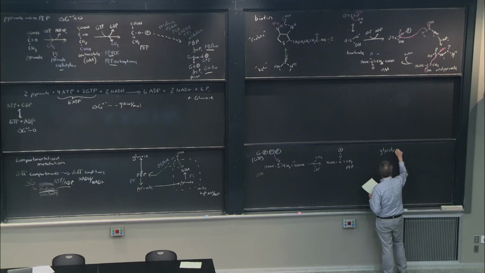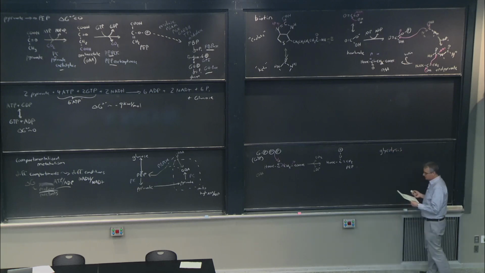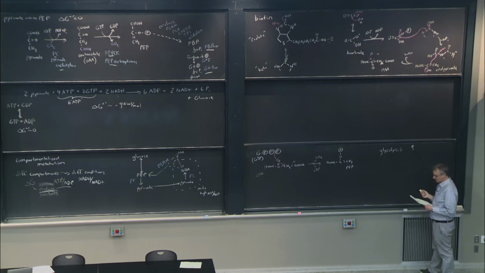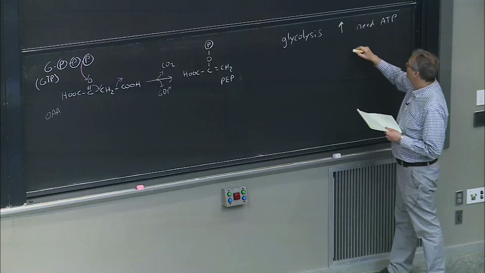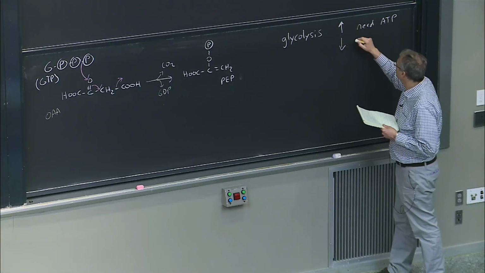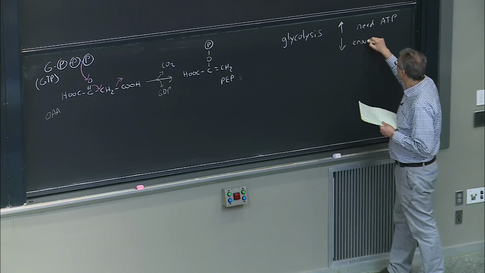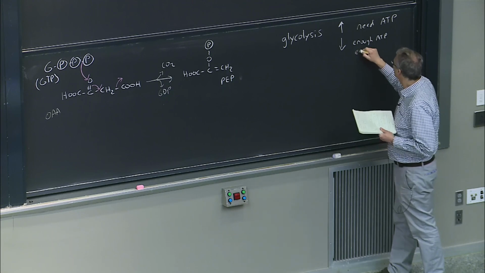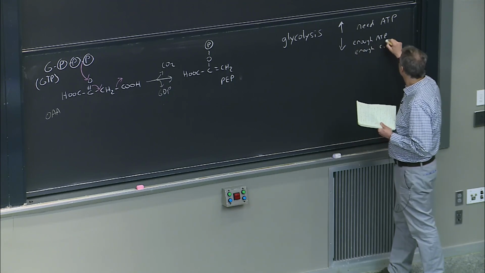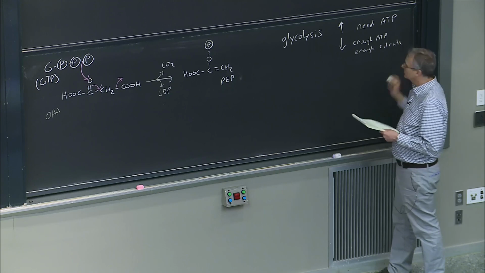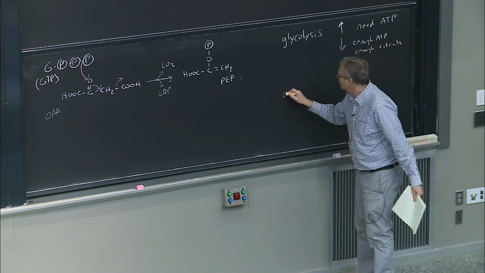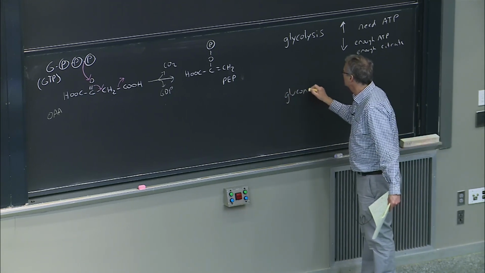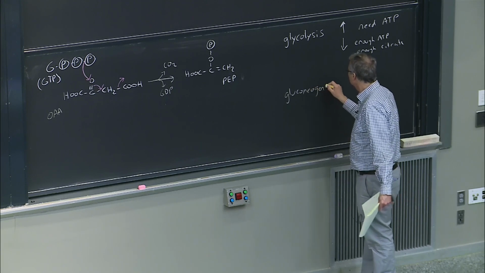And basically, regulation has to be reciprocal. So in glycolysis, you want to increase glycolysis under conditions where you need to produce ATP. And you want to decrease glycolysis if you have enough ATP or enough of another downstream product such as citrate. All right? Well, gluconeogenesis is going to be exactly the opposite.